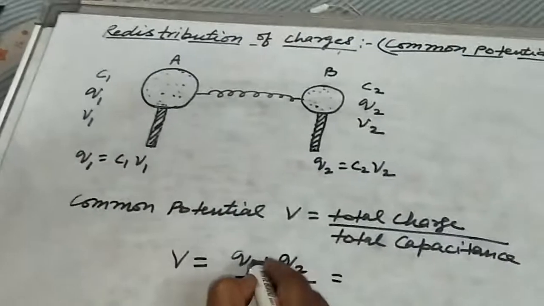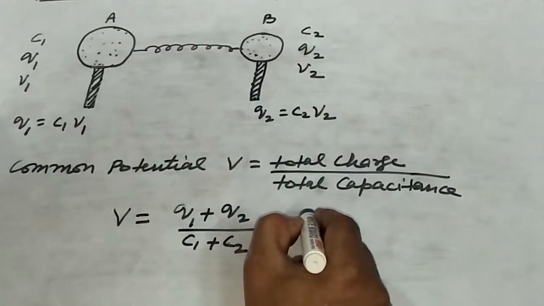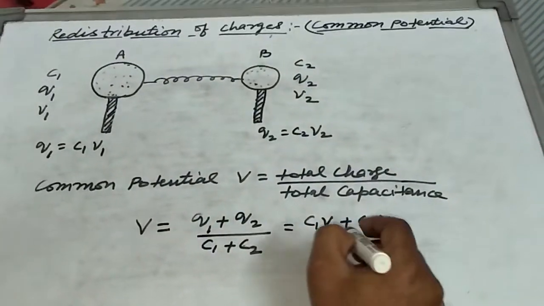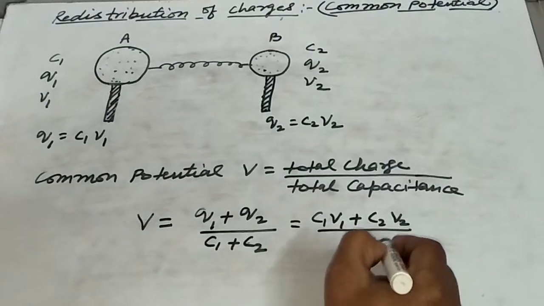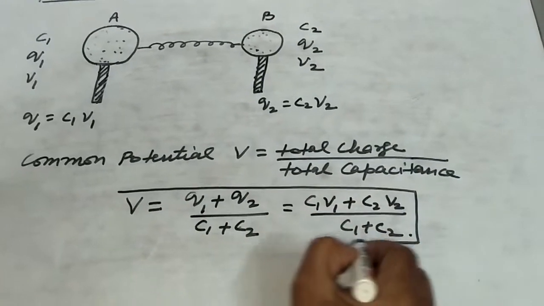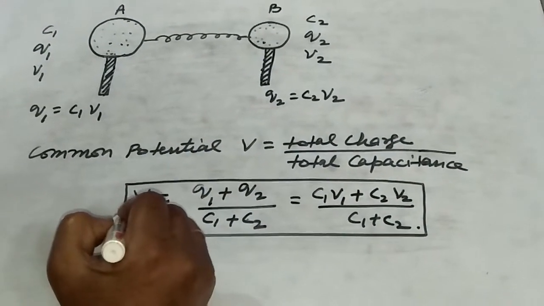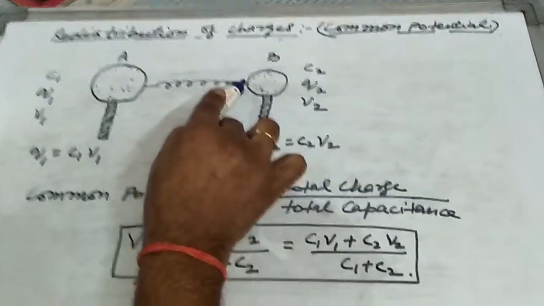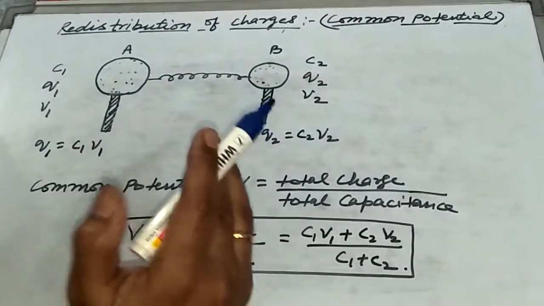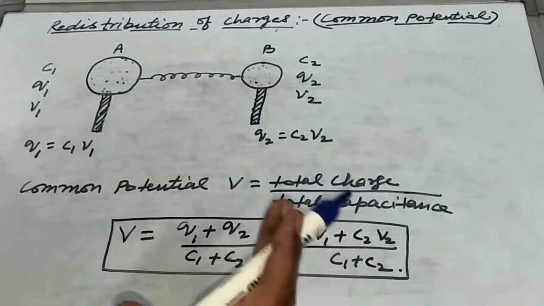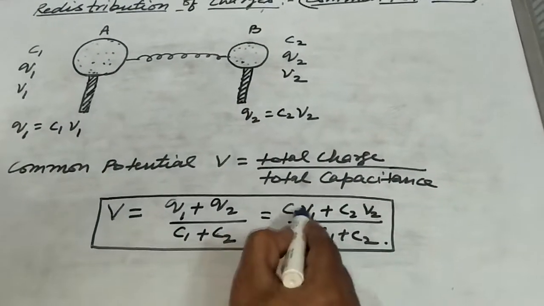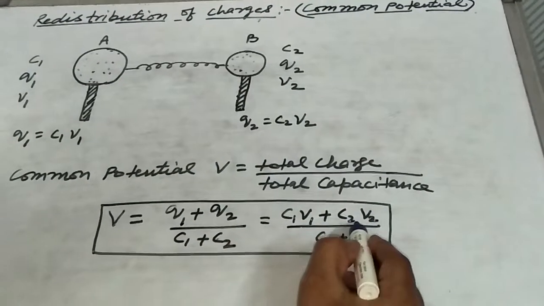And now, as you know, in place of Q1 we can write C1V1. So C1V1 plus C2V2 upon C1 plus C2. This is the expression for the common potential in the redistribution of the charges. When two conductors which lie at different potentials are joined through a thin conducting wire, then charge starts to flow from higher potential to lower potential till they acquire a common potential, and that common potential V is equal to C1V1 plus C2V2 upon C1 plus C2.